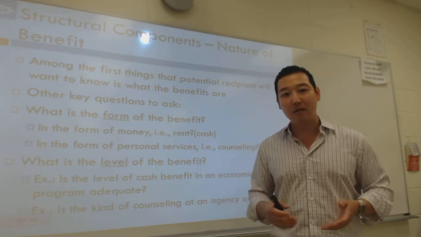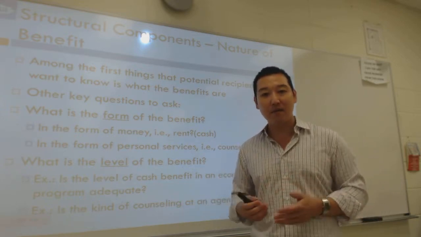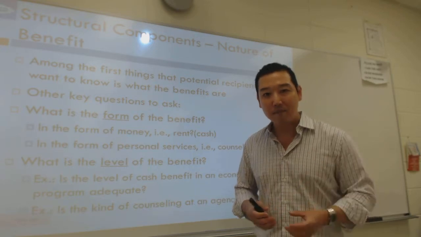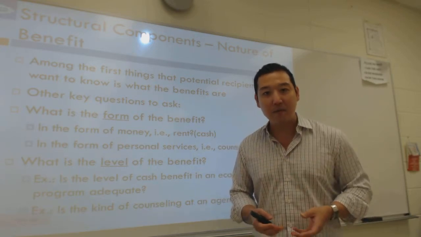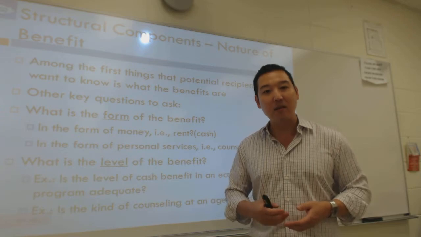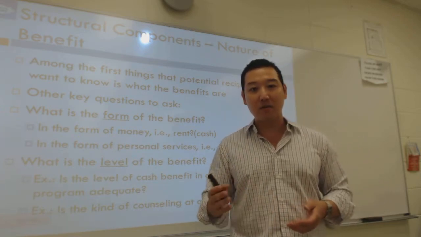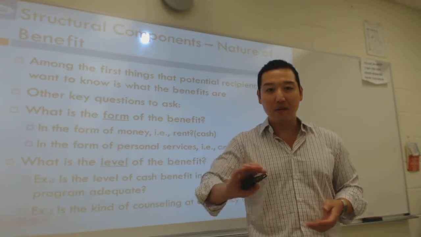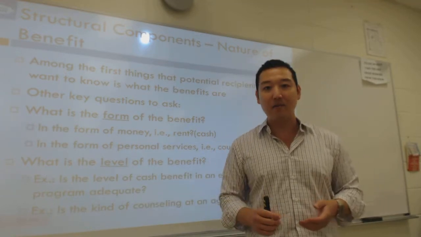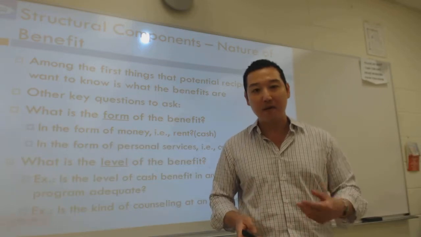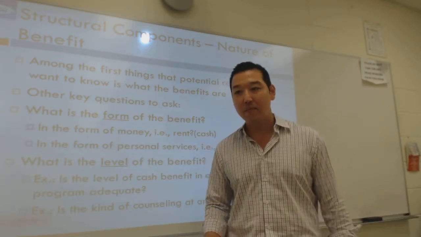You also want to comment on the level of the benefit. So if it's a cash assistance program, is the level of cash provided by the program adequate to meet people's basic needs? That is the issue you want to address. Or even in the case of the family social service agency and the counseling that's offered, is the counseling offered by the agency adequate to meet people's basic needs? Those are issues that you want to comment on in this section of your paper.